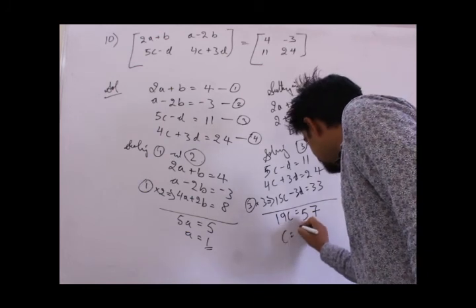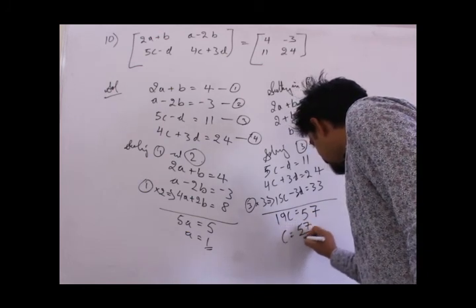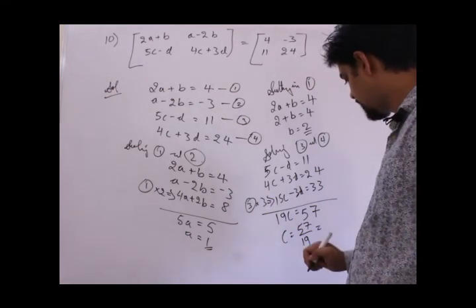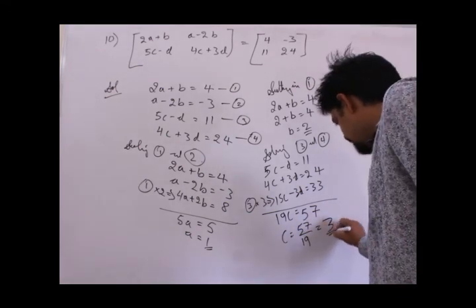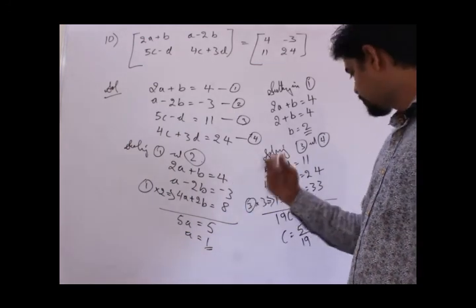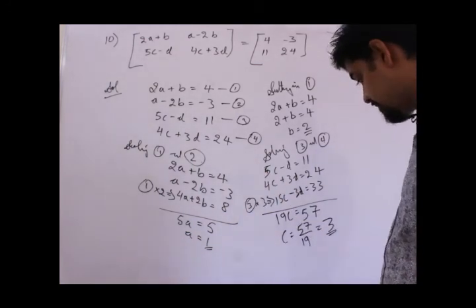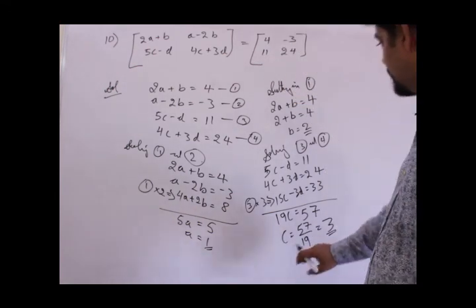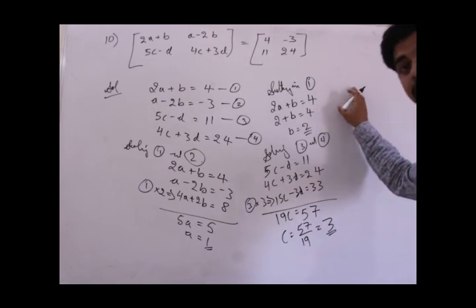So c is 57 upon 19. So I hope it is 3. Yeah, it's 3. 19 into 3, 9 3s are 27, 57. Yeah, it's correct. So this is the value. Okay, we have the value of c. Now we need to solve for d.